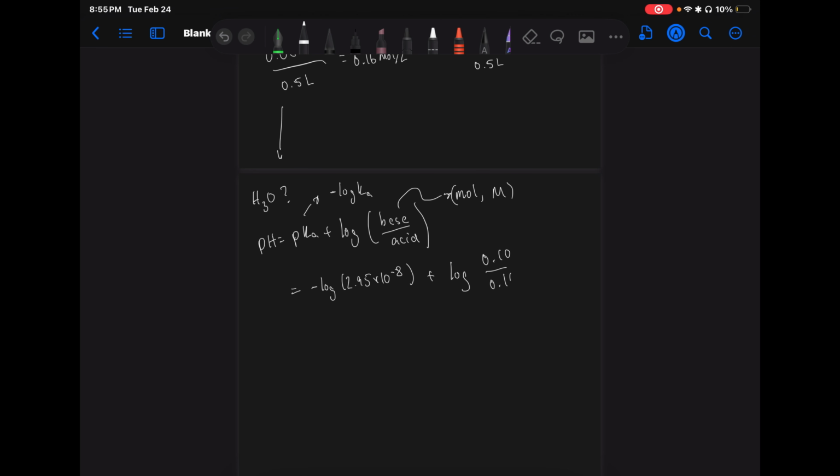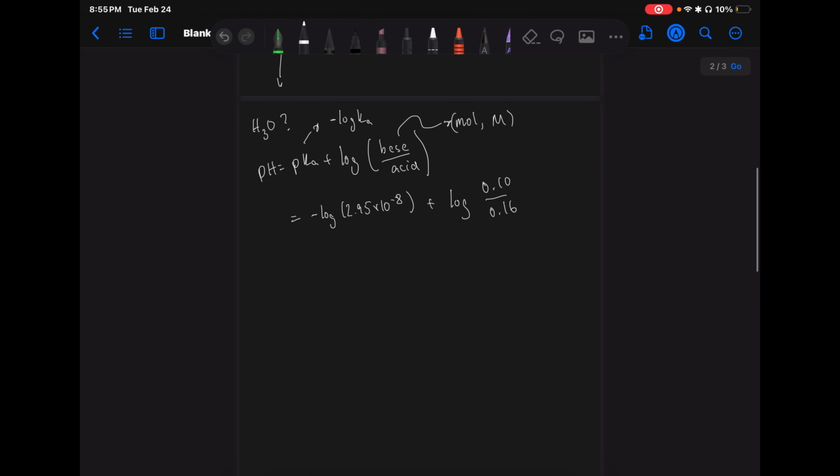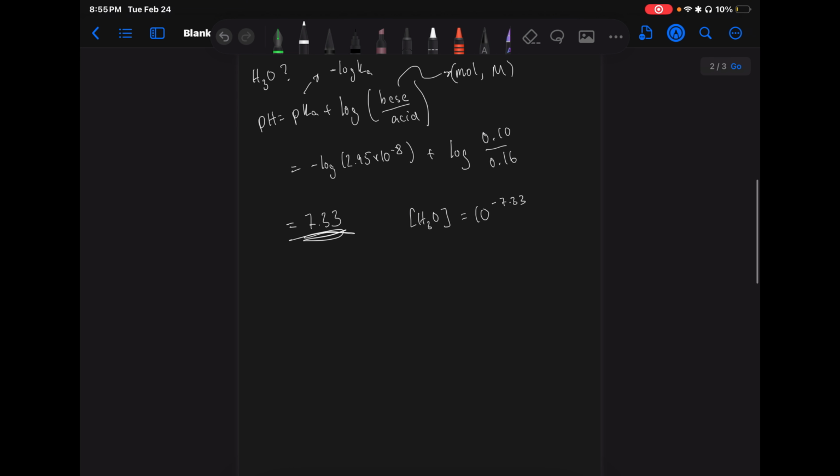Complicated stuff. Anyways, once we solve all of this, we should get a value of 7.33. That's where our pH is. We need to find the H3O concentration. That is just equal to 10 to the negative pH, so negative 7.33. And you get a value of 4.7 times 10 to the negative 8 moles. And that is our concentration of H3O.